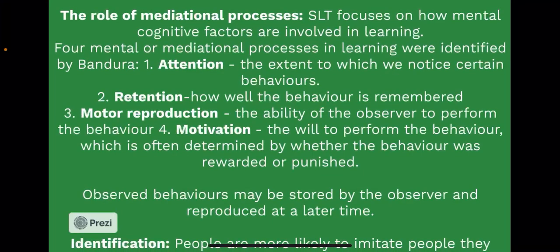So, social learning theory is a little bit more advanced or developed, I guess. It's a little less reductionist, a little bit more holistic than the behaviourist approach because it considers cognitive factors. It's sometimes described as the bridge between behaviourism and cognitive approach. It's kind of in the middle of those two, and it links those two together. And the key part that links them together is this idea of mediational processes. Social learning theory focuses on how mental cognitive factors are involved in learning.